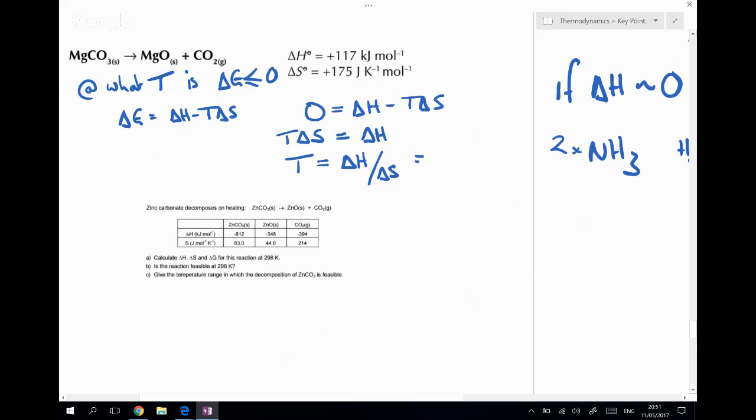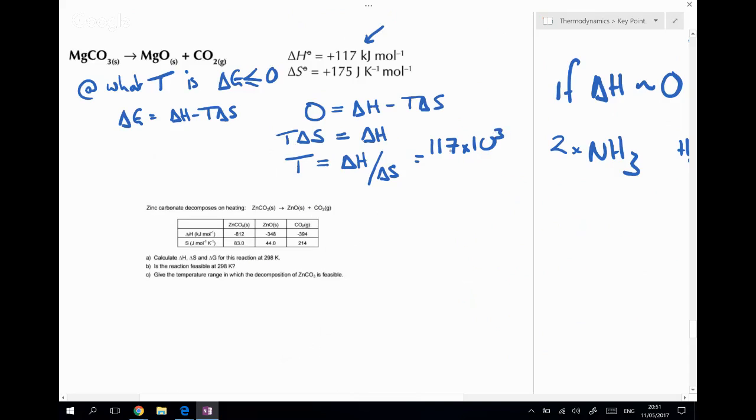And here we just have to be marginally careful because we've got to ensure that we're in consistent units. That is to say that we have got to ensure that we are either in kilojoules per mole for both of these values or in joules per mole. I tend to convert everything into joules per mole and then back again. That's just my preference, but it really doesn't matter as long as you do it correctly.